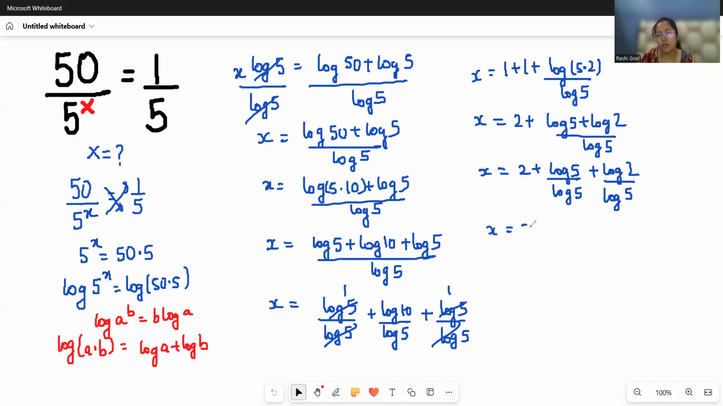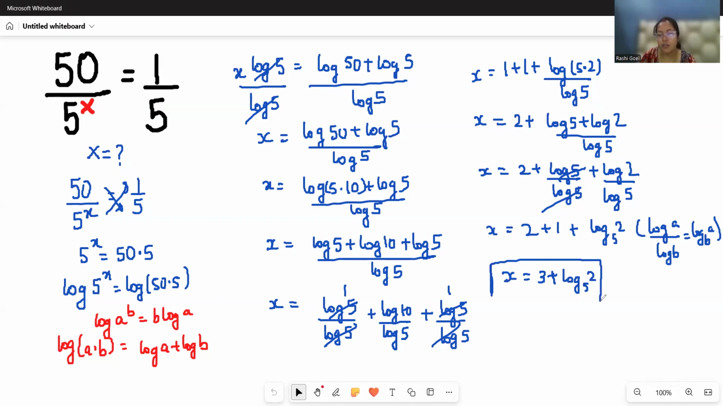So x is equal to 2 plus, this will cancel out, gives 1 plus, and this becomes log 2 with base 5 as per log rule. Log a by log b is equal to log a with base b. So x is equal to 3 plus log 2 with base 5. I hope it's clear and you find it useful.